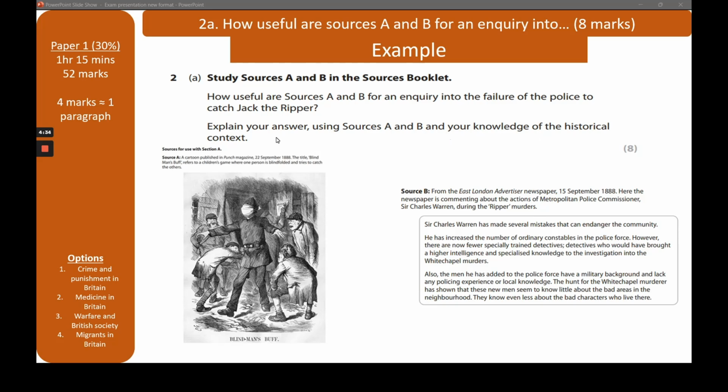So again, remember, we don't need to compare and contrast them, even though they're clearly different. So source A is a cartoon. And this is what I mean by content. So here's a policeman. And by the way, policeman is the correct phrase here.